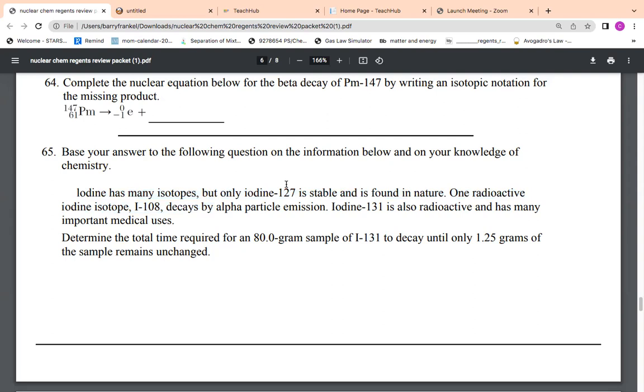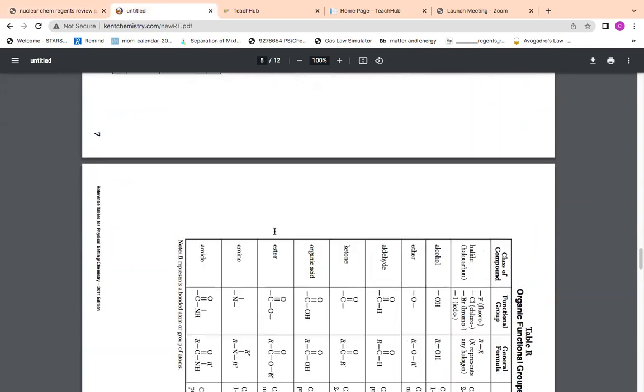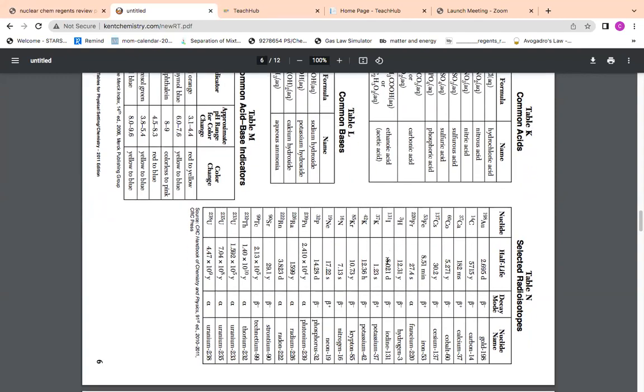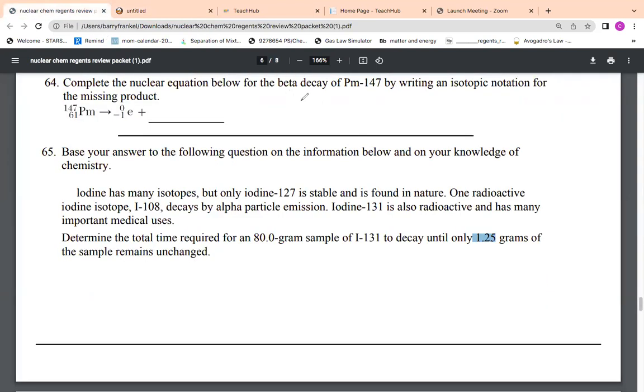Okay. So they're asking us to find the total time required to go from an 80-gram sample to a 1.25 gram sample of iodine-131. First thing I want to do is go over to my reference table, and I want to know how long is the half-life for iodine-131. I know it's sideways. It's 8.021 days. I'll write that on the side here. Half-life is 8.021 days, and I'll come back to this information.